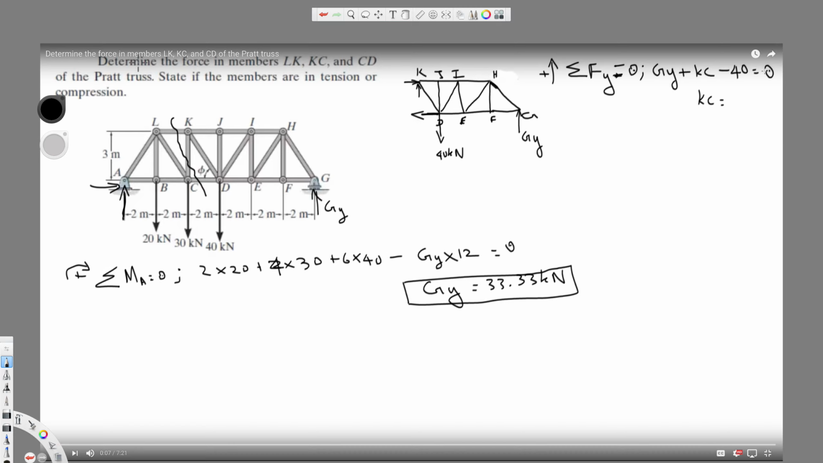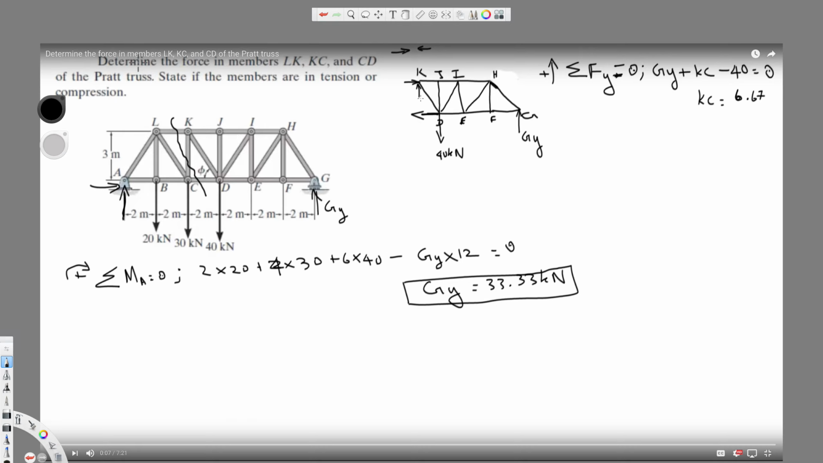If I plug in here, KC is equal to, if this goes to the other side, it becomes positive 40 minus 33.33, which is 6.67, and this is the right direction. Therefore this is positive. If you get a positive answer, you are solving in the correct direction. And we know since this is moving away from this, for example, if it's tension, they face each other, right?